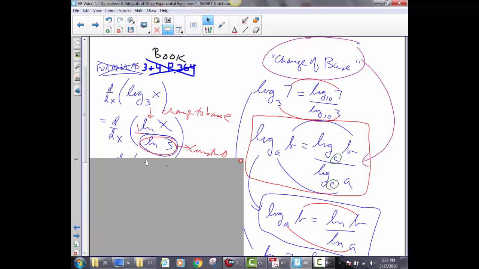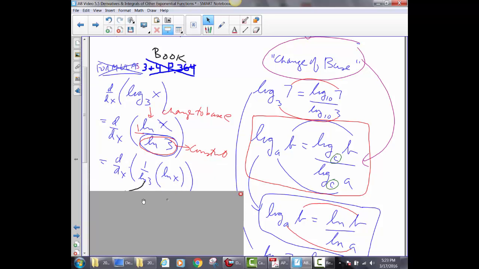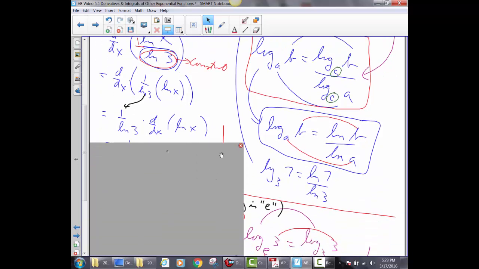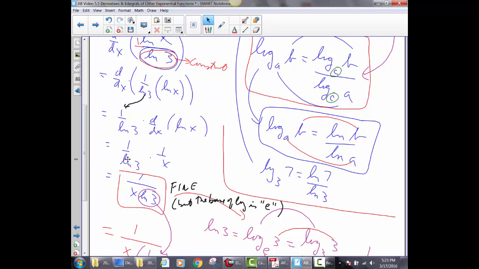Now keep in mind ln of 3 is a constant, so I can pull that fraction on the outside. It's 1 over ln 3 I can pull on the outside. And then I have 1 over ln 3 times d dx of ln x, which is 1 over ln 3 times 1 over x, and that'll give me 1 over x ln 3.